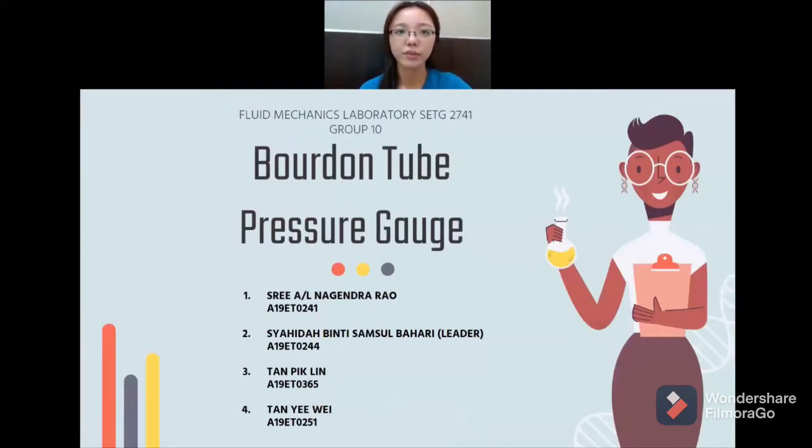We are Group 10 from the course of Fluid Mechanics Laboratory. This time we are conducting the experiment Bourdon tube pressure gauge. My name is Yee Wei. Our group leader is Syahidah. Sree, Pik Lin, and me are group members of Group 10.